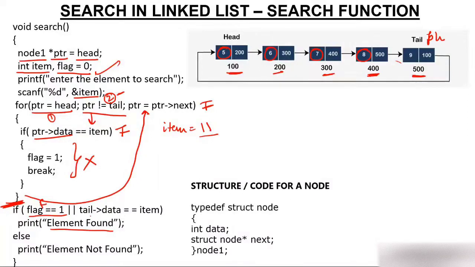Now I will check this condition. Is tail data equal to item? Because tail is the last node which still remains to be checked. What is tail data? 9. Tail data is 9. Is it equal to item? What is item? 11. This condition also became false. Both conditions became false. I'll move to the else part and I'll print element not found, which is exactly correct. 11 is not there, which is exactly correct. So this code is working exactly fine.